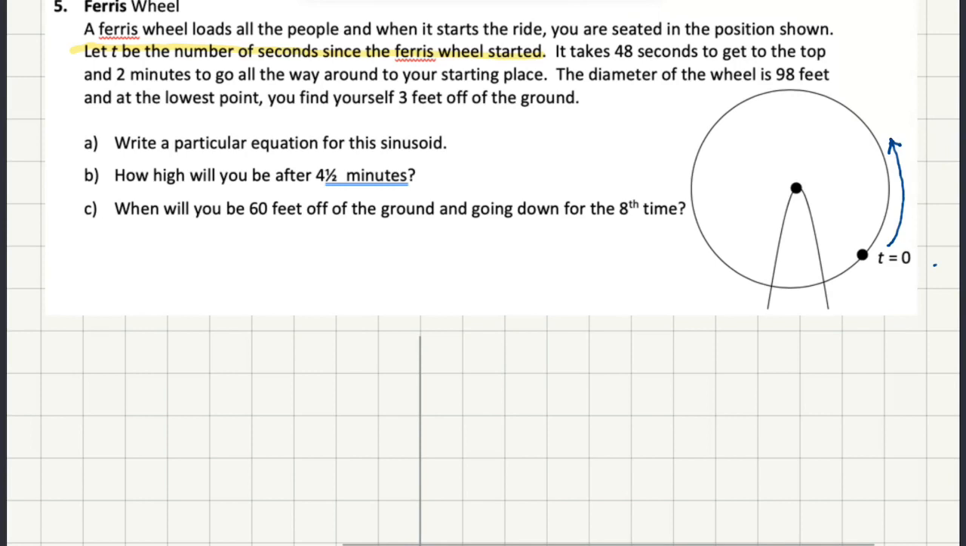So our x-axis is the number of seconds after the ride starts. And we'll call that t. And our vertical axis is going to be our height. So our height is going to change with respect to time. So I'm just going to call this our height. And it's our height in feet.